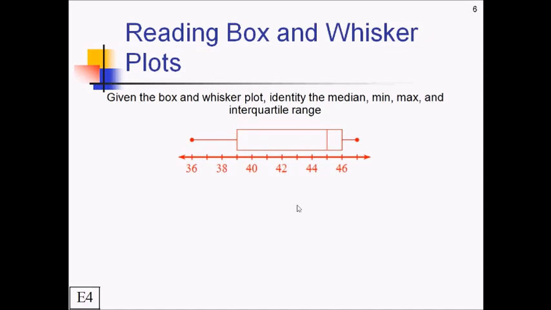So if you didn't nail that last problem, here's another one just to give you another shot at it. Pause the video and find all that information for this box and whisker plot. All right, so for median, that's our middle box number, which is 45 in this case. Min will be 36 at the left whisker. Max is going to be 47 at the right whisker. And for the IQR, we've got 46 minus 39, which gives us 7.